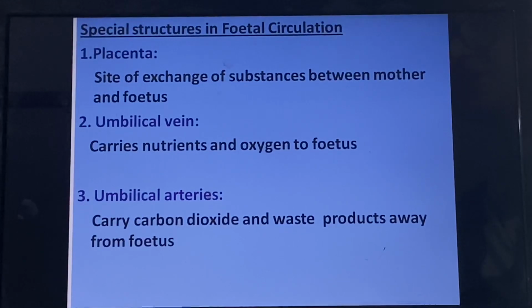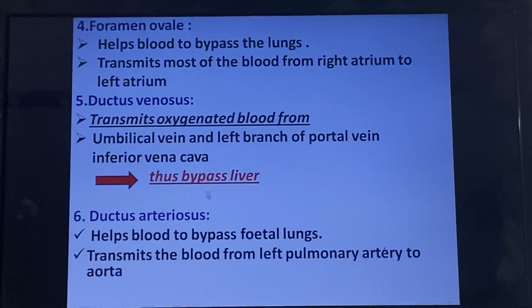What are the special structures in fetal circulation? Number one is the placenta, which is the site of exchange of substances between mother and fetus. Then is the umbilical vein, which carries the nutrients and oxygen to the fetus. Then are the umbilical arteries, carrying carbon dioxide and waste products away from the fetus.